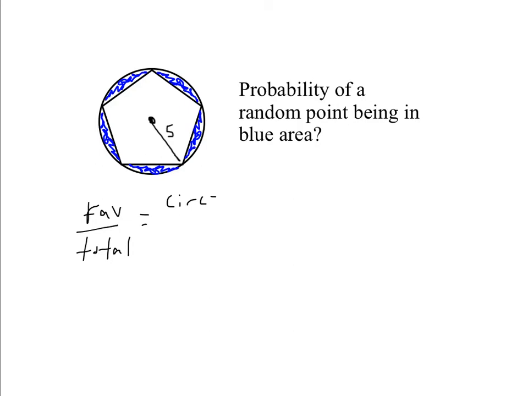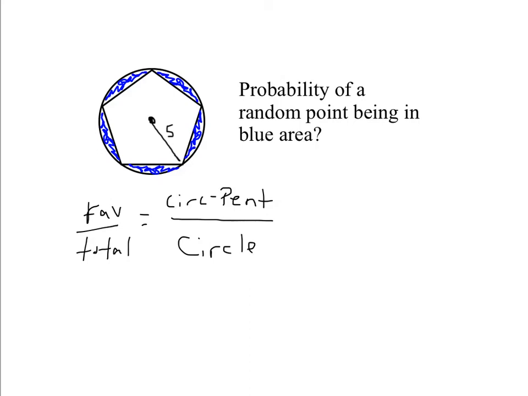Let's go circle, minus pentagon. And total area is just circle. So how are we going to do this? Well, we learned yesterday how to find the area of a regular polygon when we're given a radius. It's a little bit tougher. But first, let's just find the area of the circle.